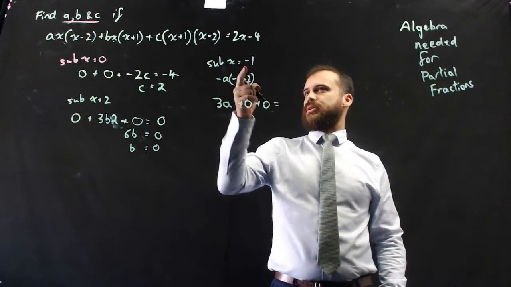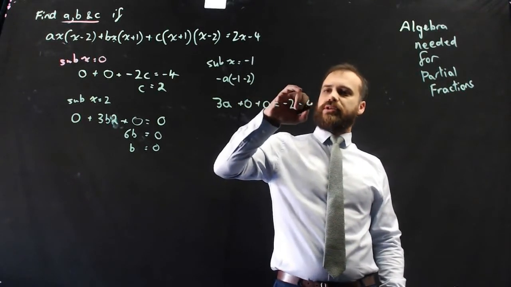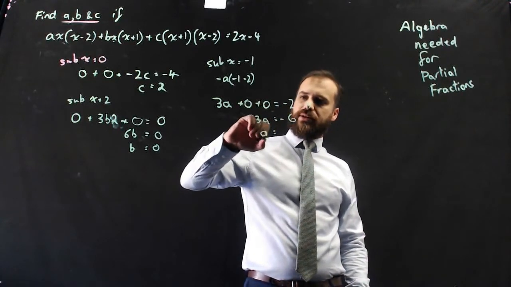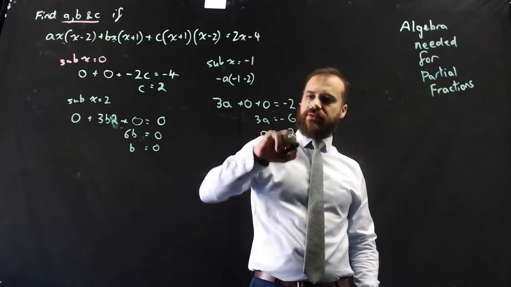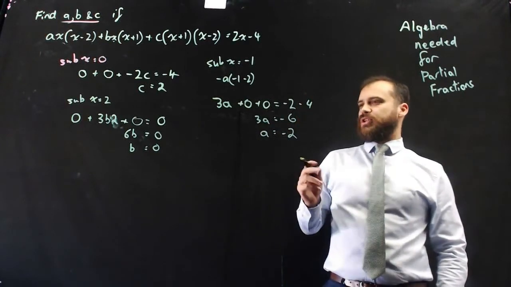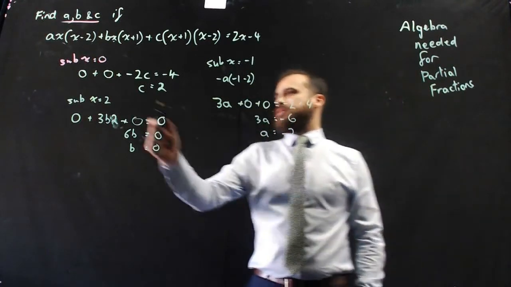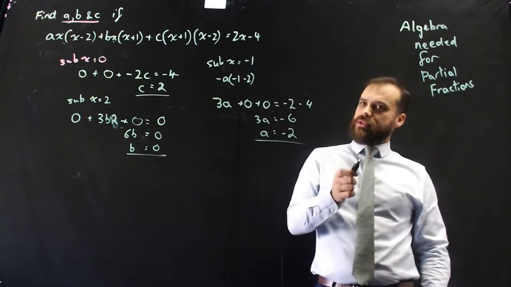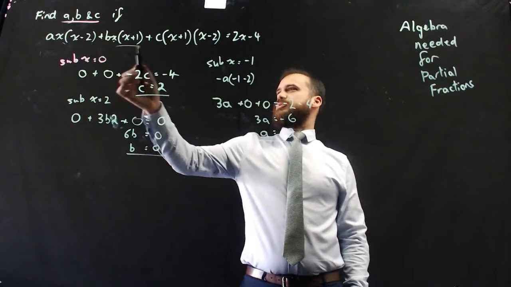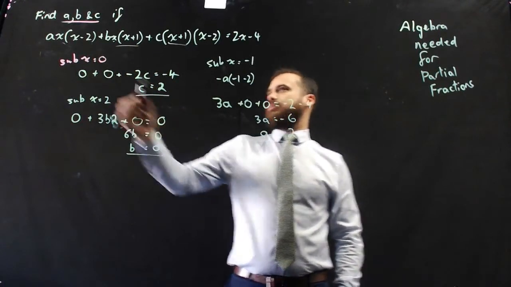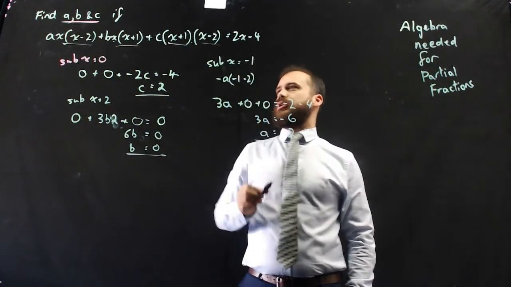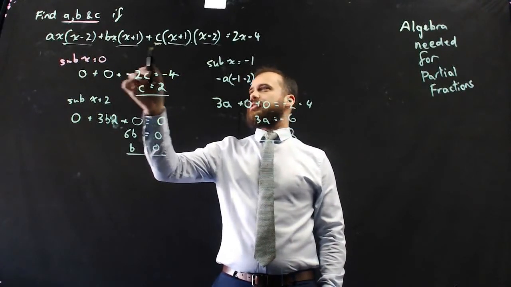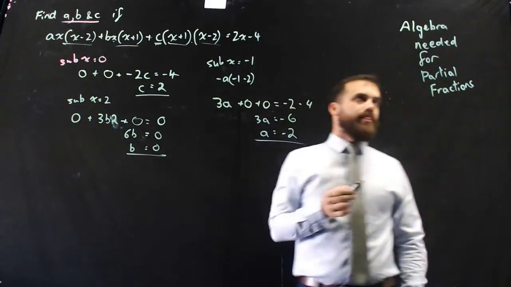And 2 times negative 1 is negative 2 minus 4. So we know that 3a equals negative 6. A is negative 2. So finishing this all off, we know that a, b, and c are negative 2, 0, and 2. Now think about why this works. We've got an x plus 1 here and an x plus 1 here. We've got an x minus 2 here and an x minus 2 here. And we've got one of those values that is just a c, not a cx or an ax. Done.